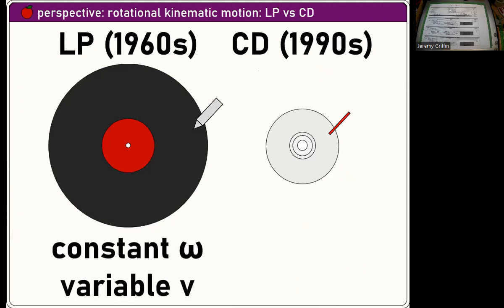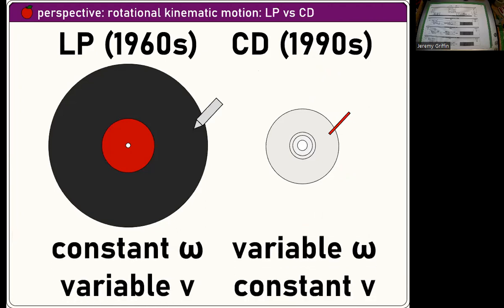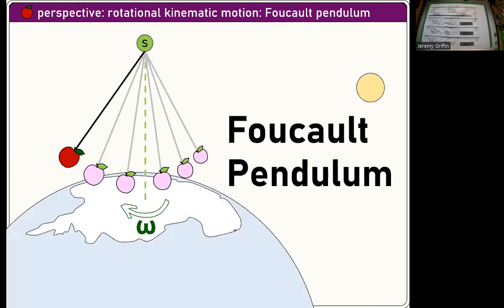Okay, here's, I guess, some fun trivia about different technologies. Foucault pendulum. If you have a pendulum swinging, especially closer to the poles, the Earth might turn underneath it, but it's just going in a straight line. So from the surface of the Earth, it looks like it's rotating, but really it's just going straight.